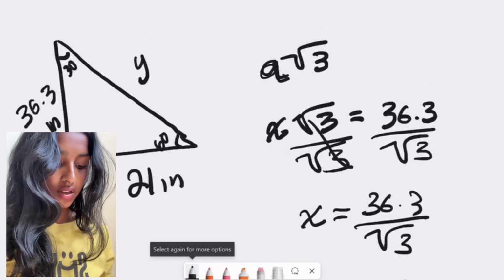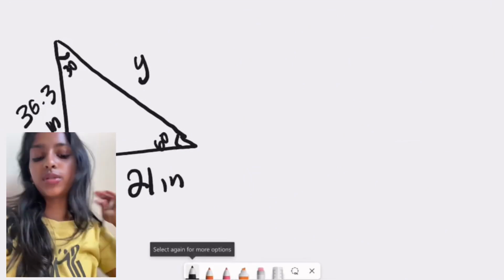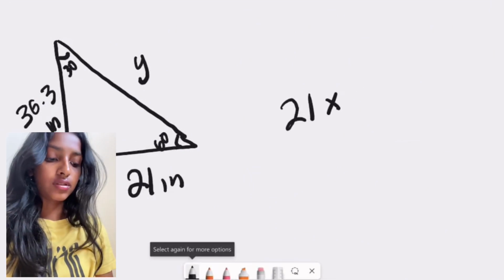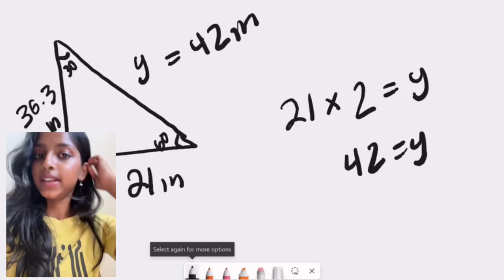Now for the hypotenuse, the relationship is that the hypotenuse is always twice the length of the shorter side. So all you're doing is multiplying 21 times 2 to equal y. So this would be 42 inches. So that's it. That's pretty easy.